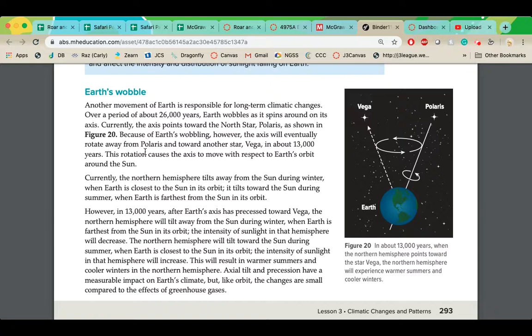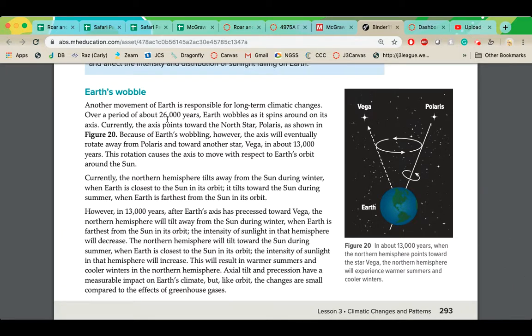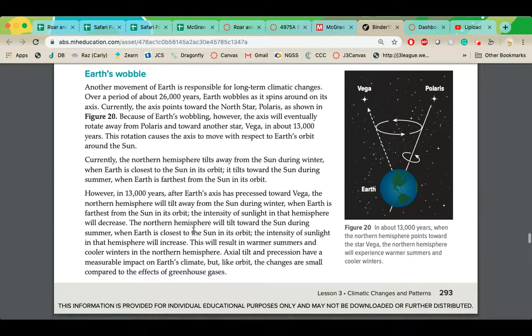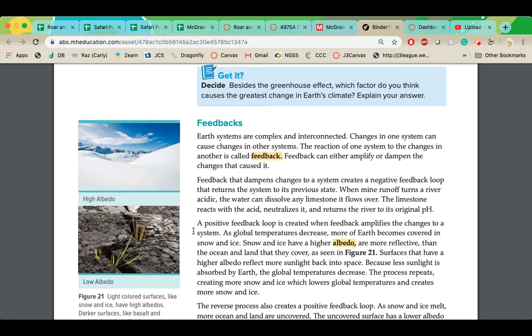Then Earth actually wobbles. So right now our North Star is Polaris, and we're about halfway through our 26,000 year cycle. And in about 13,000 years, they expect us to be more pointed towards Vega. So we are going to wobble a little bit. I don't know if I'll be around in 13,000 years to experience that, but the Earth does change, whether it's more straight up and down or more tilted to the side like that.